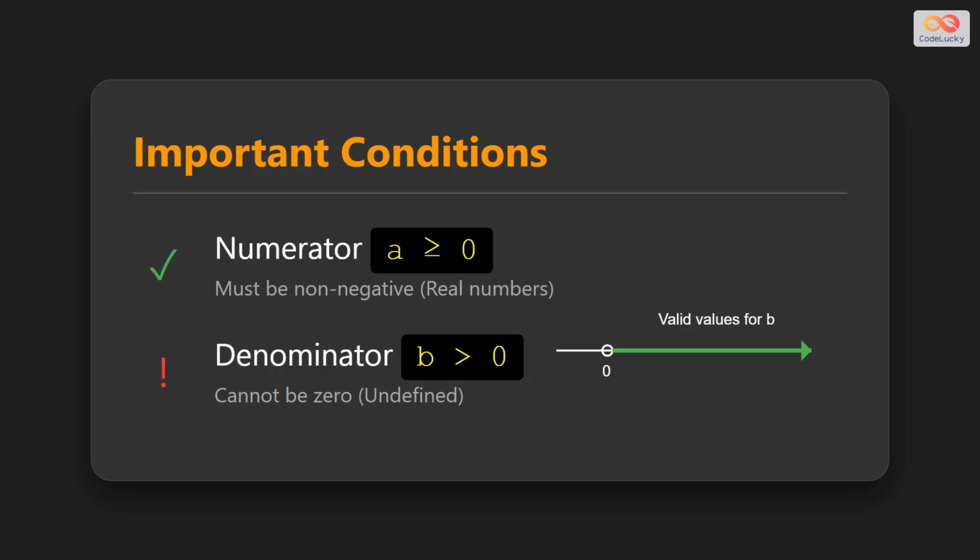There are two important conditions to remember. First, the numerator a must be non-negative. Second, and most importantly, the denominator b must be strictly greater than 0. We cannot divide by 0 in mathematics, so b can never be 0.